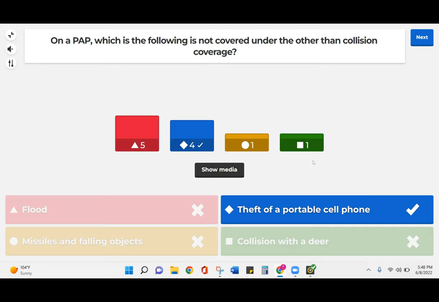So flood is covered, but theft of items in the car, like a backpack, your laptop, your cell phone, or your suitcase, is not. If anything is stolen out of your car, your auto does not cover that. You would need home or renters for that.